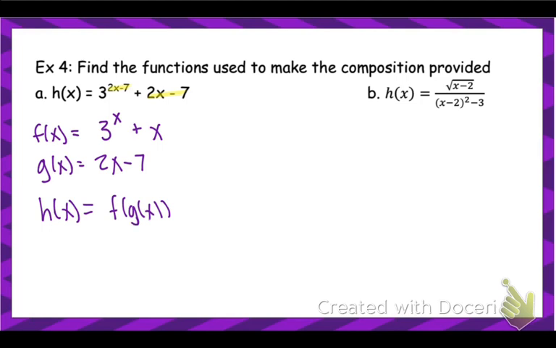All right, now let's look at the next one. Again, kind of look for something that's common. Well, I've got this x minus 2 here. So I'm going to let the x minus 2 be replaced with an x. So I'm going to do f of x is the square root of x over x squared minus 3.